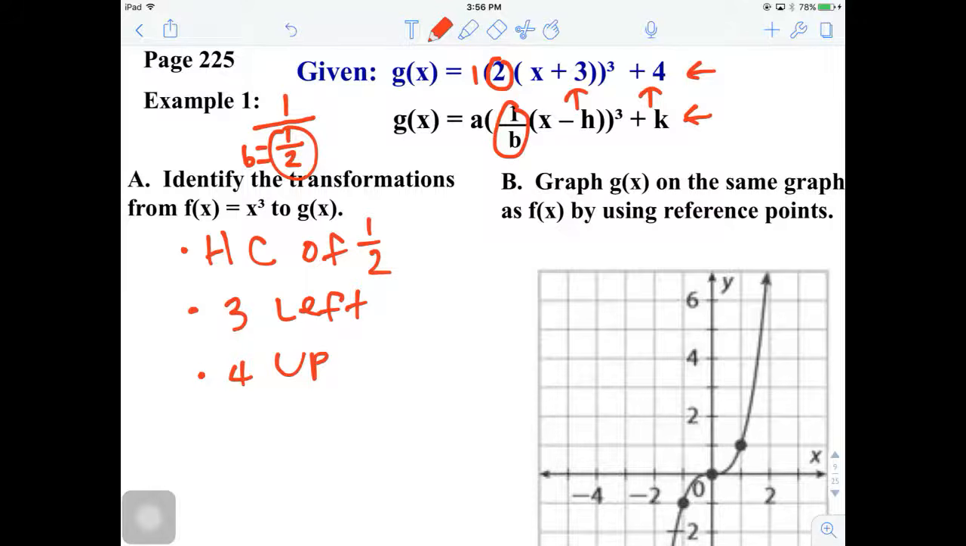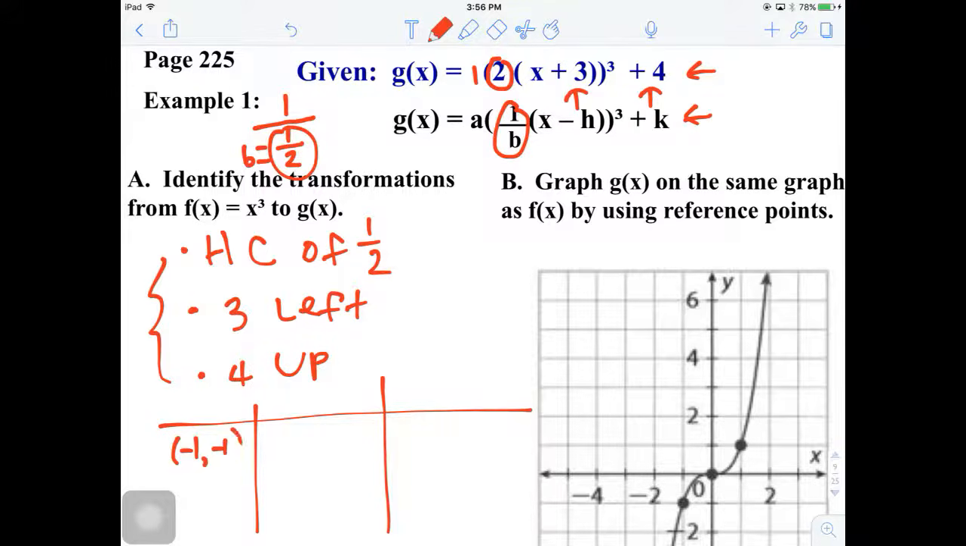And the next thing is I'm going to use these transformations to help me identify the 3 reference points. And remember what the reference points are, right? For a cubic function, it's -1, -1, 0, 0, and 1, 1. So those are the reference points, remember? And we're going to write the equations here. For the x, anything that goes inside would be related to x. So we have b is 1/2, so it's actually 1/2 x. And then we're moving to the left, so it's going to be subtracting. So remember, moving to the left is subtract, to the right you add.